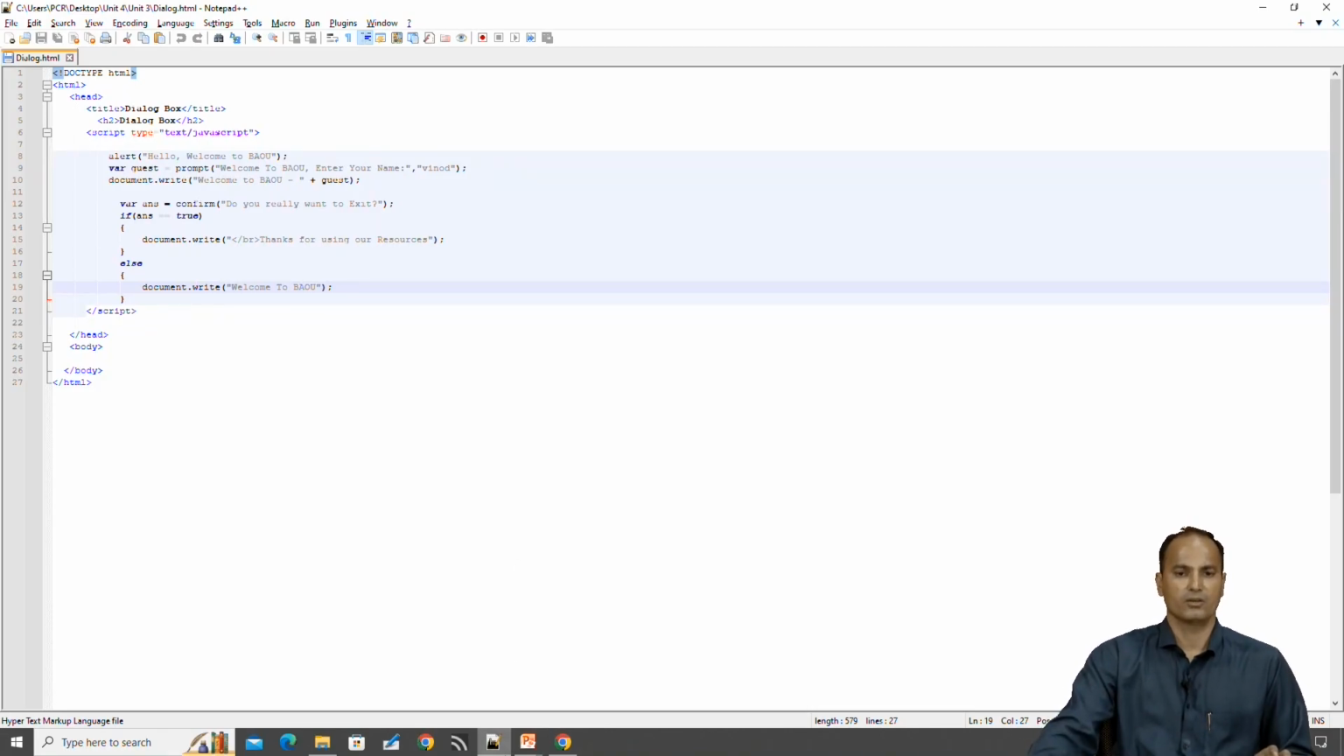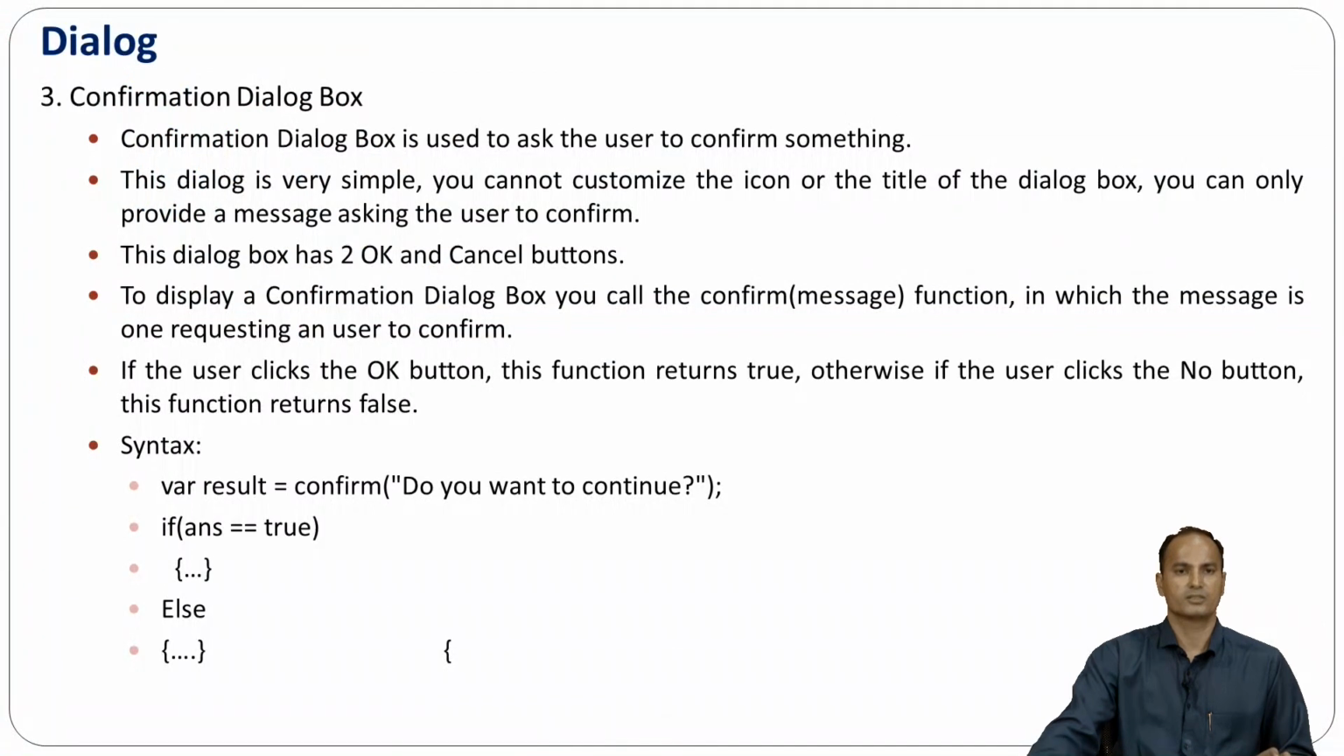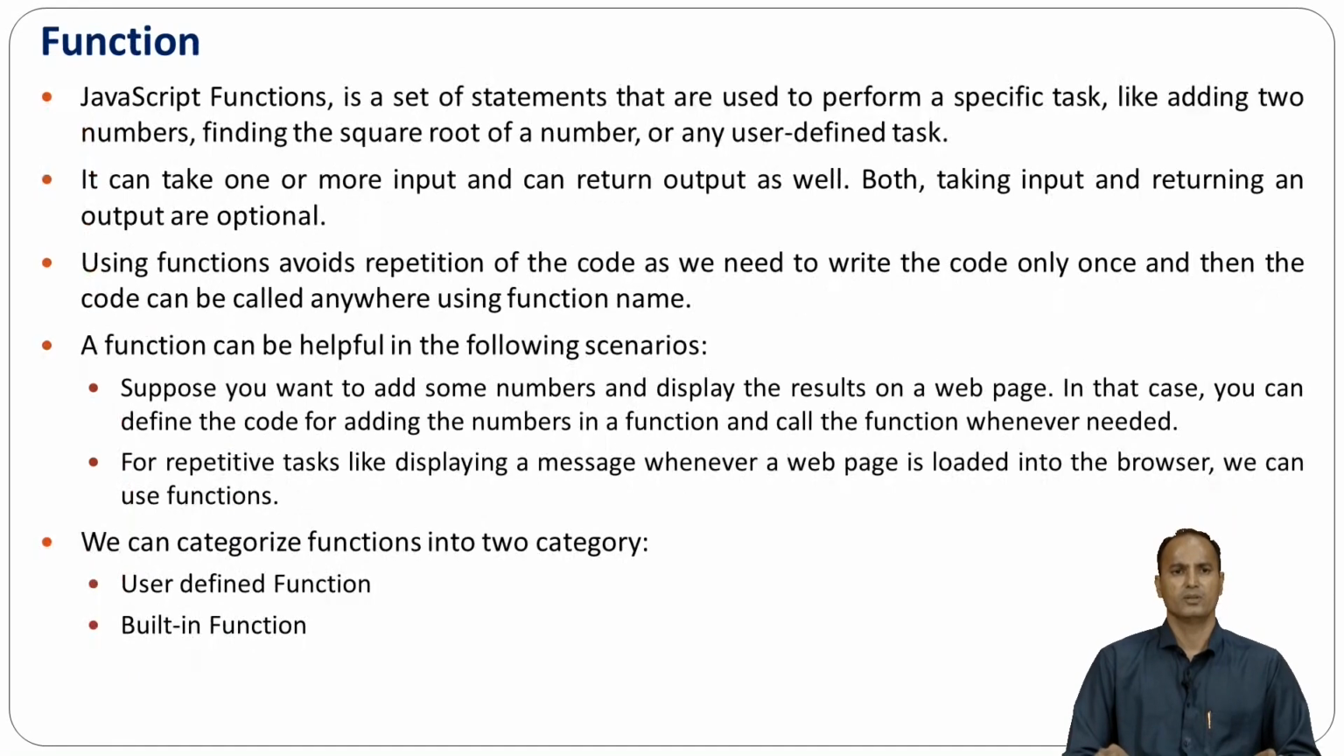So this is all about the prompts or dialogs supported by JavaScript. Three dialog boxes are supported by JavaScript. One is alert, second one is prompt to get the value from the user, and third one is a confirmation dialog box. Based on that, the user may decide whether he or she wants to proceed further or not. Okay, moving next is a function.